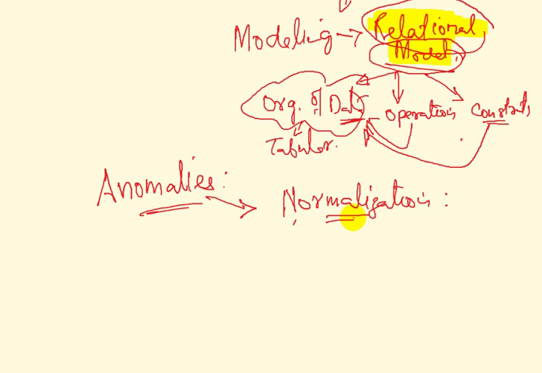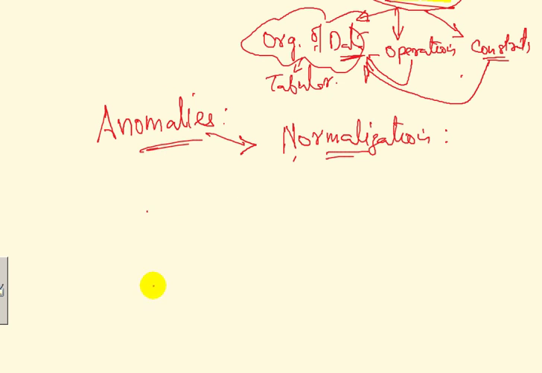We'll discuss that. But the basic idea here is that when we make a table, making a table is not enough. You can make a table, but it will have a lot of anomalies. We'll discuss these one by one. But first visualize why we do normalization and all.